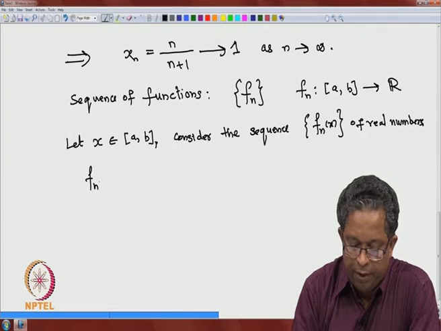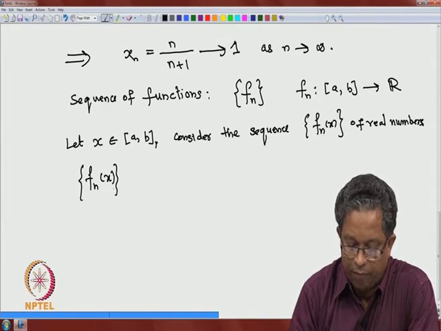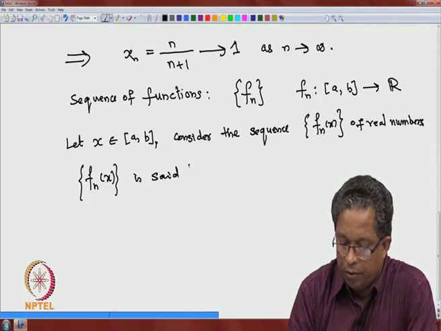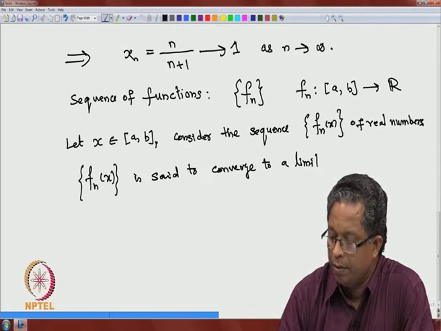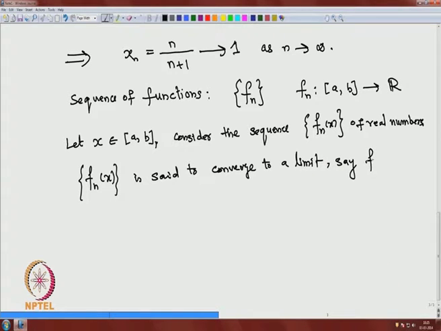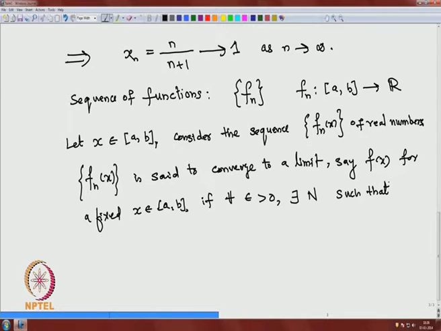So, now this f_n(x), this sequence of real numbers, is said to converge to a limit, say f(x), for a fixed x in the interval [a, b], if for every epsilon greater than 0, there exists a number N such that the absolute value of f_n(x) minus f(x) is less than epsilon for all n greater than N.